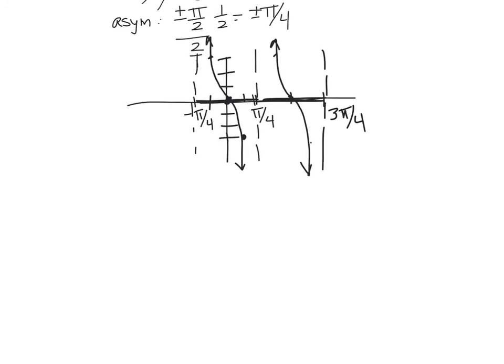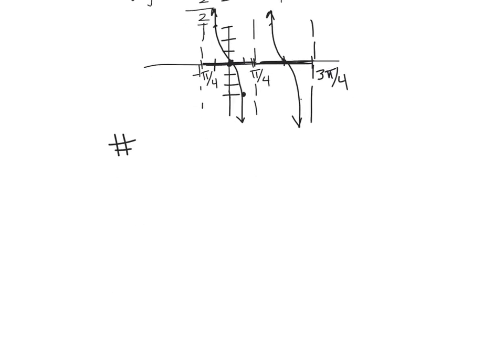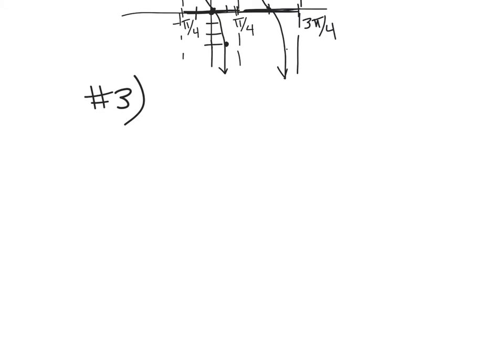Shifting stinks, but we'll do it. Here we go. Number 3, and then we'll move on to cotangent after that. Okay, number 3, let's do a shift of, let's do y equals 2 tangent of x minus pi over 2.